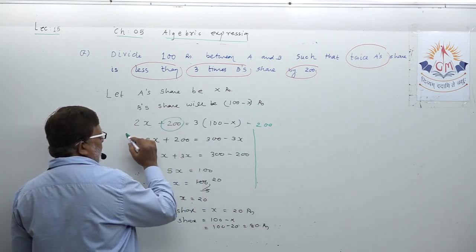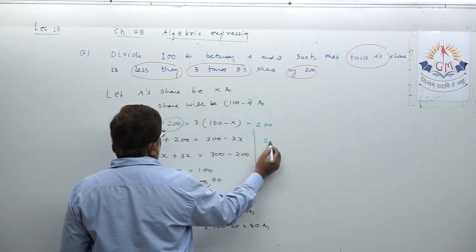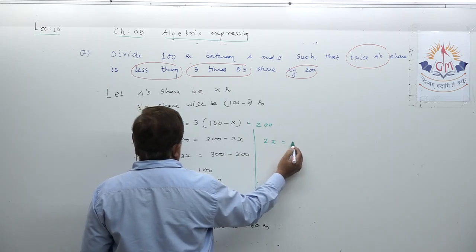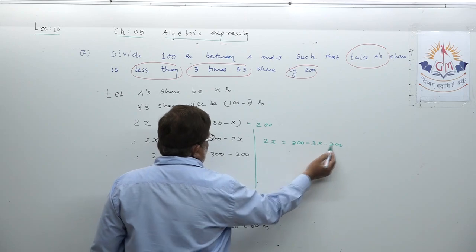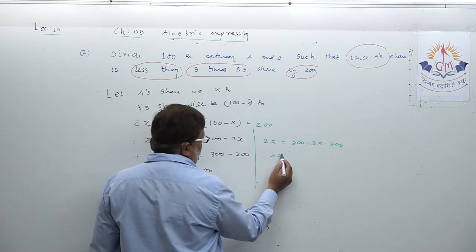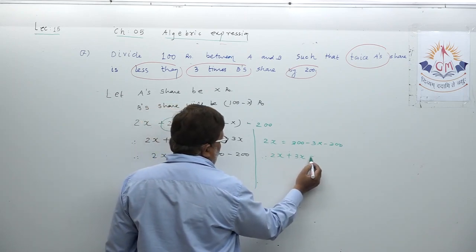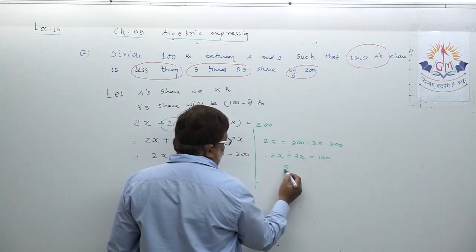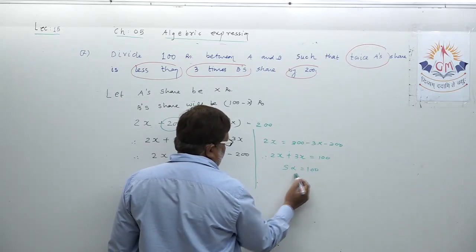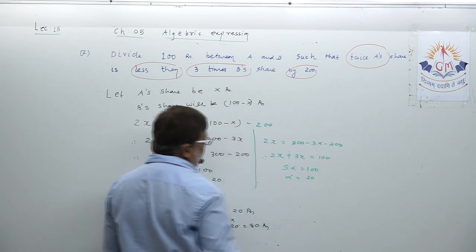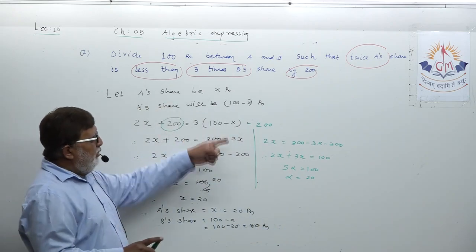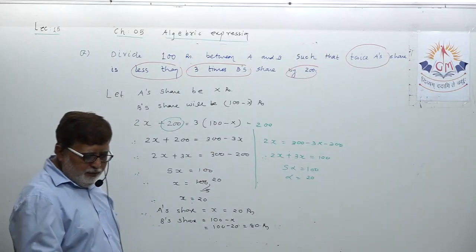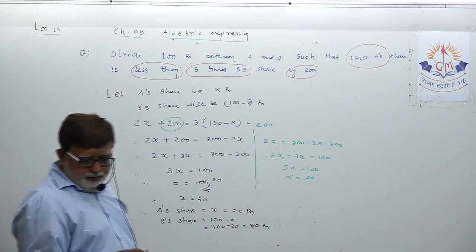Suppose you are not putting it here, then what is going to happen? 2x equal to 300 minus 3x minus 200. So 2x plus 3x equal to 100, 5x equal to 100. That way also you will get x equal to 20, okay. Rather than you write plus 200, you can write on that side minus 200. You can solve, okay.